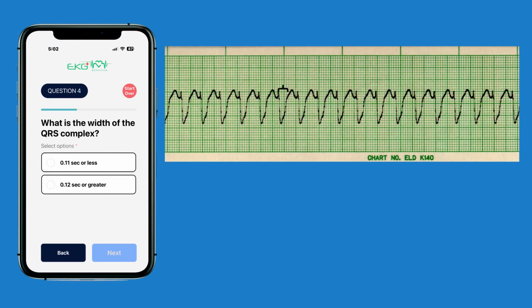The next question that the app is going to ask us is what the width of the QRS complex is. And since we're dealing with a ventricular rhythm and we're outside of the normal bundle branch system as well as the Purkinje system, impulses are going to travel significantly slower than if those impulses came down through the AV junction and actually worked their way through the bundle branches and Purkinje's.